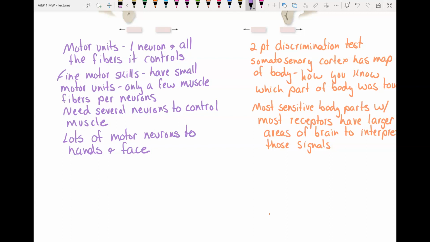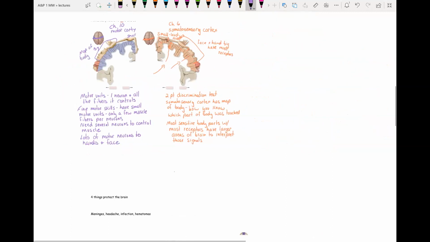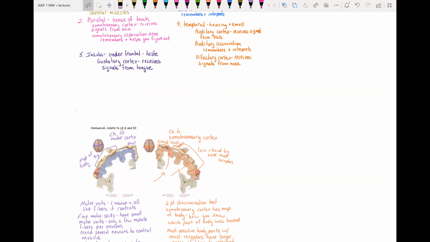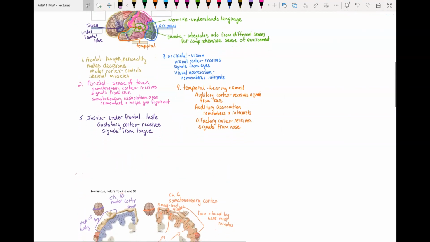All right, so there is more detail of your cerebrum, the lobes of the cerebrum, and some more information about that motor cortex and somatosensory cortex.